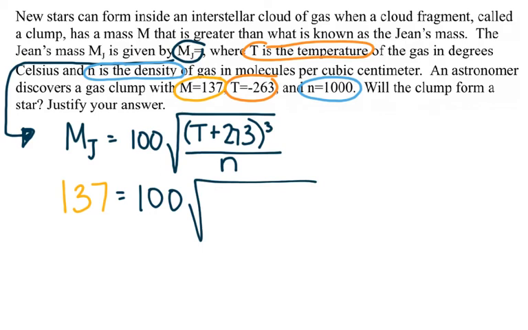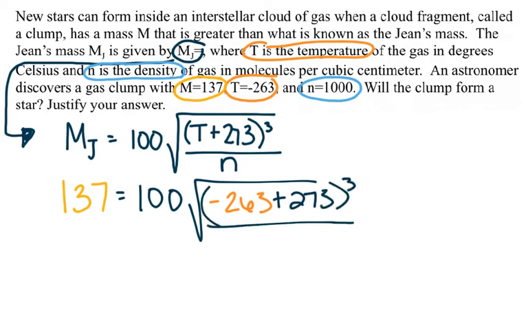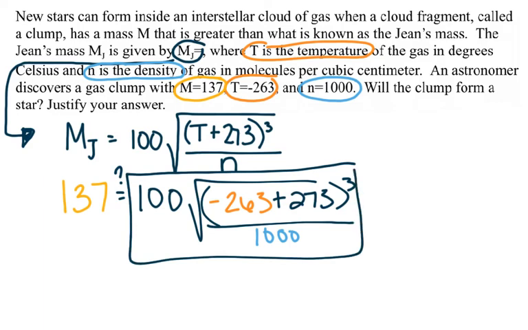It sounds more complicated than it is, but you just need to make sure that you're putting things in the right places, using parentheses when they use parentheses, all that kind of stuff. Alright, we're just trying to see, is this equal? So I'm going to put the right side in my calculator. And when I do that, I get that this side is 100. 100 does not equal 137, so my answer would be no. It will not form a star.